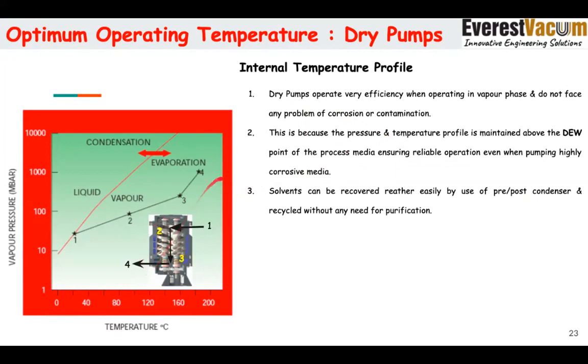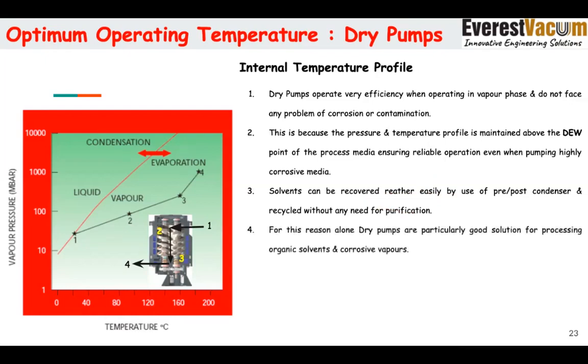So till the time you are pumping above the dew point and ensuring that there is no condensation happening within the pump, you can be rest assured that there will be no corrosion happening within the pumps. The advantage of dry pump: solvents can be recovered easily by use of a post condenser and recycled without need of any purification, because there is no contamination that happens within the pump. For this reason alone, dry pumps are particularly a good solution for processing organic solvents and corrosive vapors.